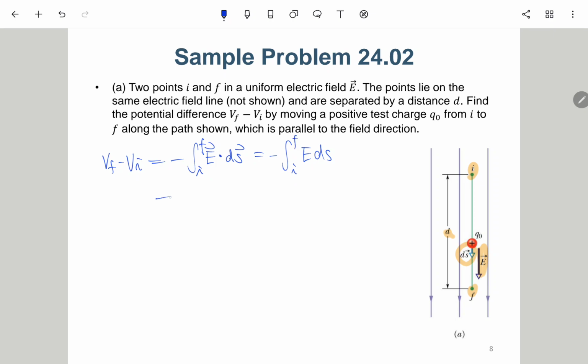Here, as long as E is uniform in the space, which means that we are integrating a constant, you can just put it out: E times this line integral, which is nothing but the length of this path, which is d. So this is nothing but negative Ed. Negative Ed. Okay, so this is easy.